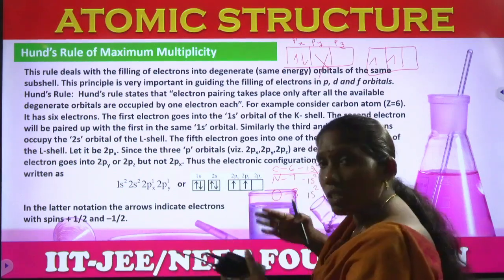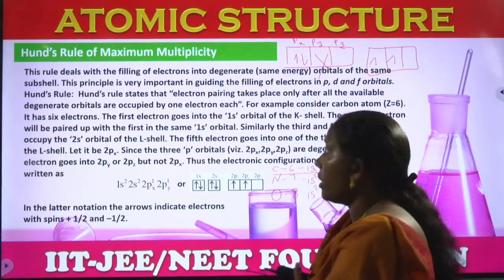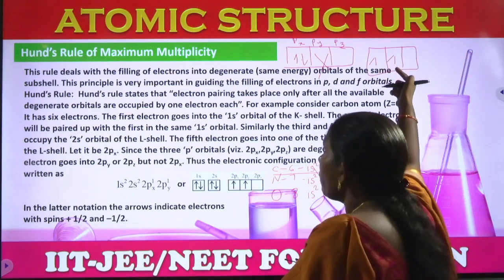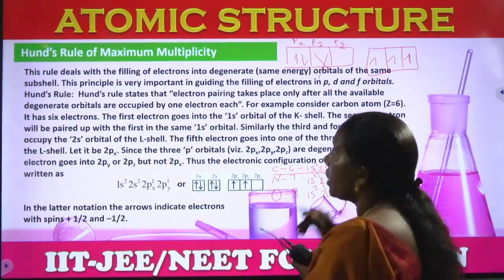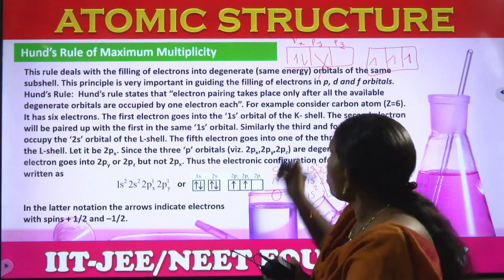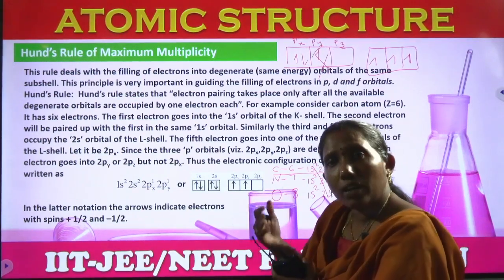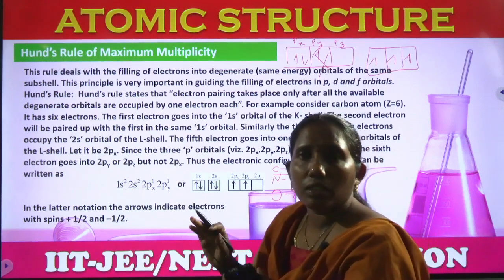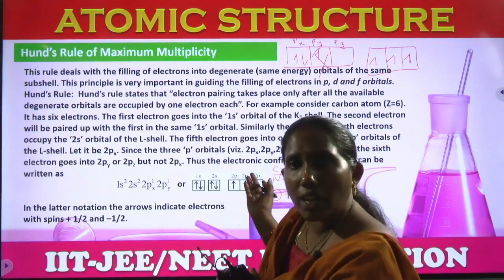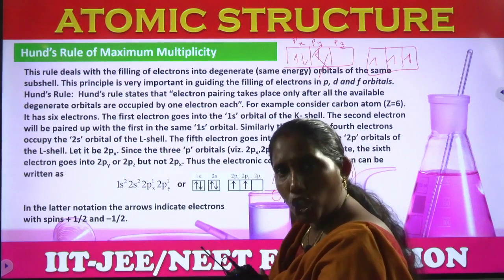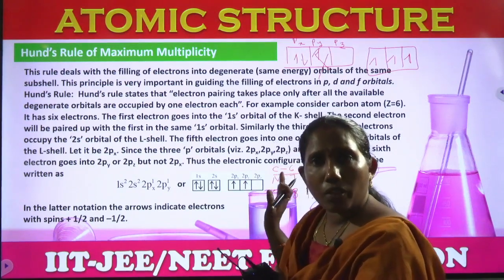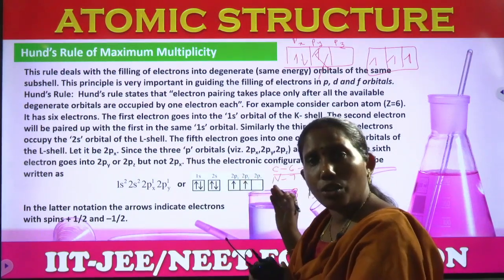So how should those 3 electrons be accommodated? px 1 electron, py 1 electron, pz 1 electron. We are not supposed to write it like this: first 2 electrons in px immediately, then the remaining 1 electron in py, keeping pz empty. That is not possible. All the degenerate orbitals should be filled first.